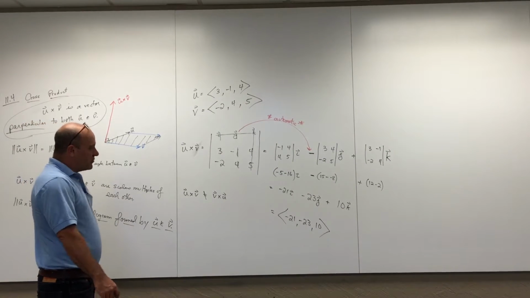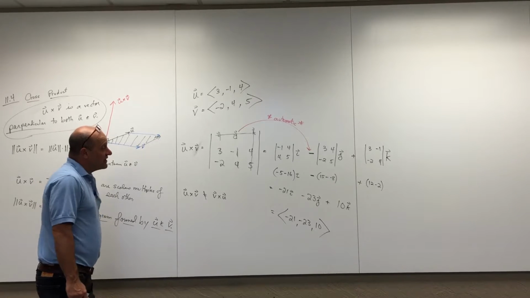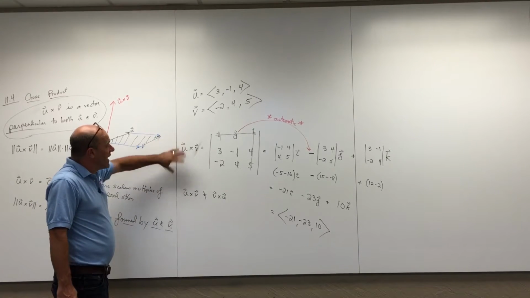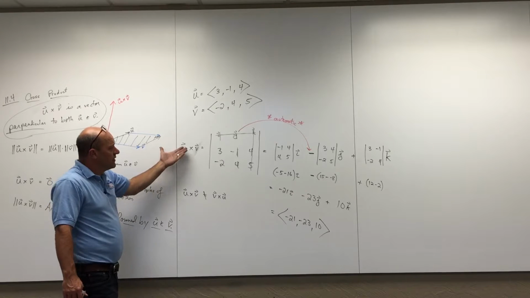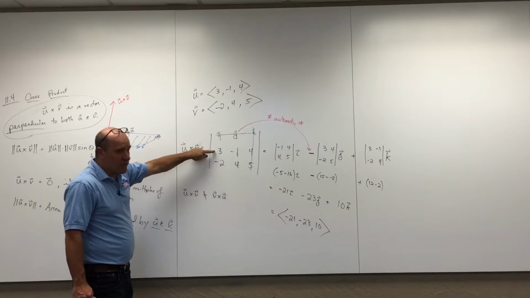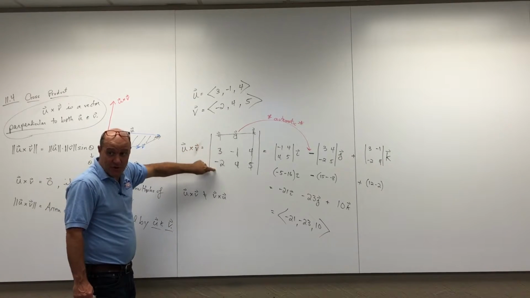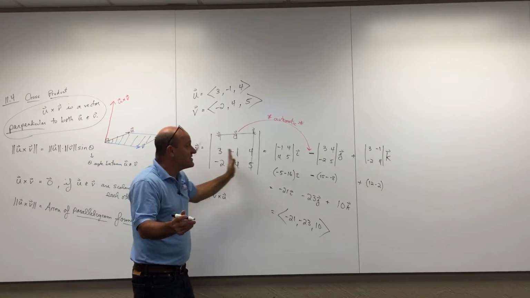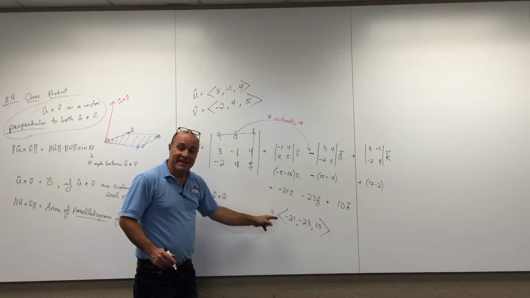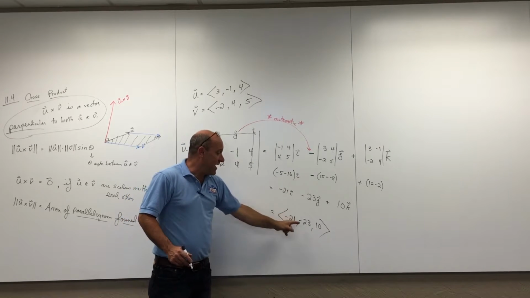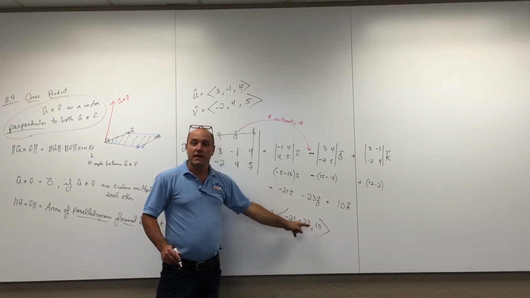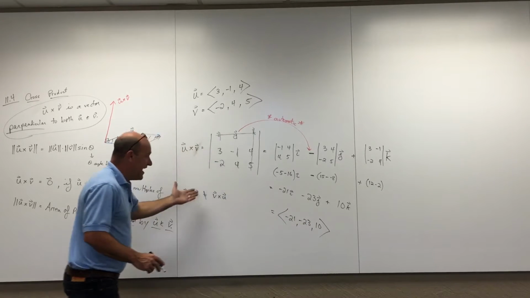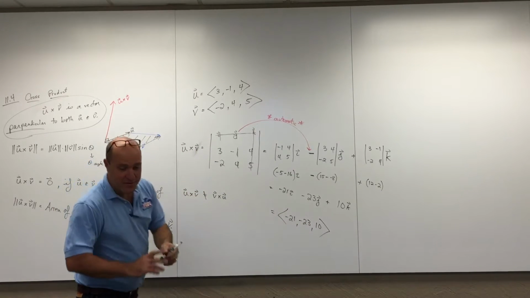But let me show you how close to being commutative it is. What you actually get, if I did V cross U, I wrote U and V here, so I would write V and U here. I would change the order, and I would get the exact same numbers, but it would be negative. I'd get positive 21, positive 23, and negative 10. So the truth is, they're not commutative, they're different.